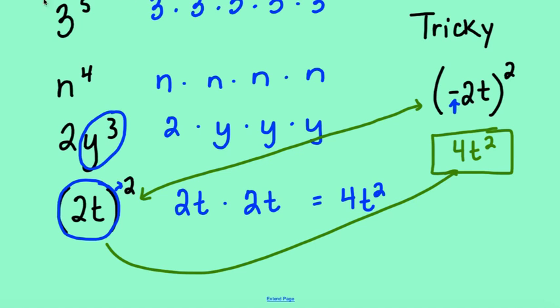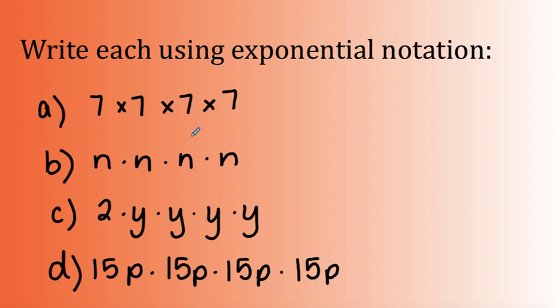All right, so we also have to be able to write using exponential notation. So if you see 7 multiplied 4 times, that would be written as 7 to the 4 power. N written 4 times. I want you to think about them all having an exponent of 1, and you're just adding their exponents. So that would be n to the 4 power. All right. 2 times y times y times y times y would be 2y to the 4th. That 2 isn't part of the exponent because the y's are what's being raised to the 4th power.